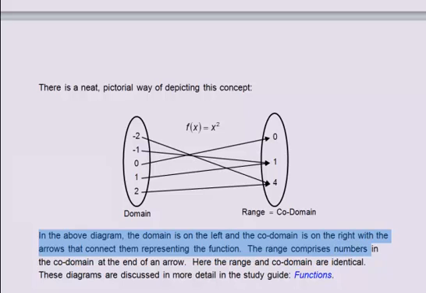The range comprises numbers in the codomain at the end of an arrow. Here the range and codomain are identical. These diagrams are discussed in more detail in the study guide, Functions.